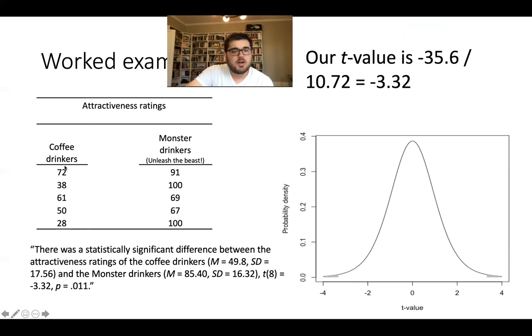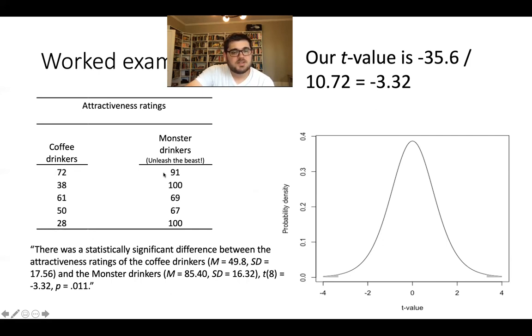Coffee drinker number 1 got a 72 out of 100. Pretty good looking or attractive. There's a difference, I guess. 38, not so much. 61, 50, 28. So like a somewhat up and down kind of group in terms of attractiveness. Drinking coffee before you go speed dating gets you about right here, apparently.